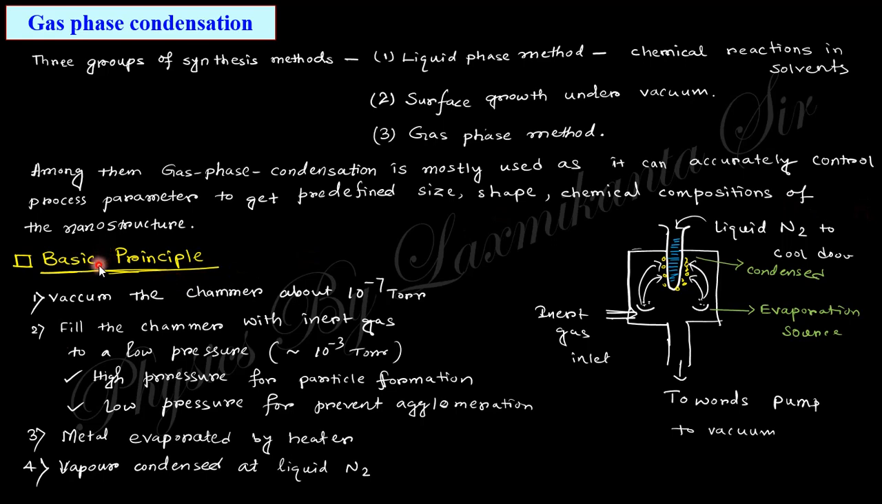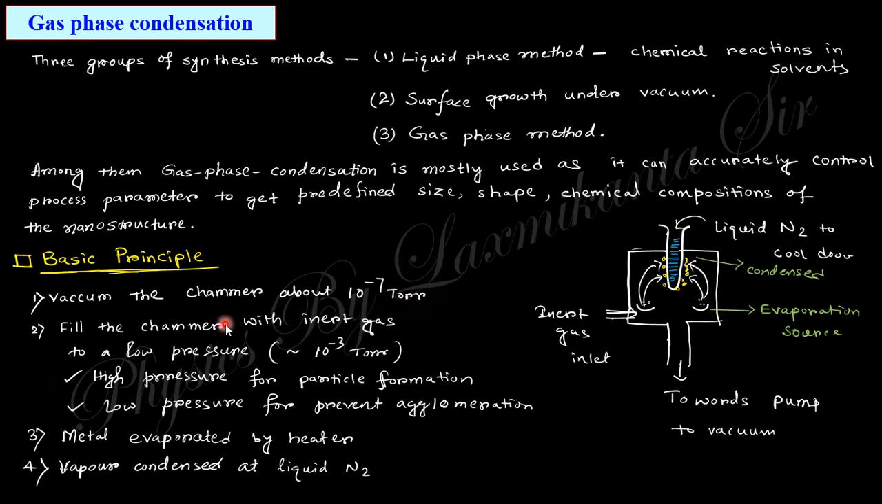Okay, you can see there is an evaporation source: the material from which we want to make thin film is evaporated, and there is a liquid nitrogen chamber. So this vapor is condensed here and forms the film. This is the gas phase condensation, and this chamber is evacuated using a pump, because if we don't evacuate this system, then air molecules can add impurity to this pure material. So to reduce the impurity, you need to vacuum this chamber up to 10 to the power minus 7 torr.